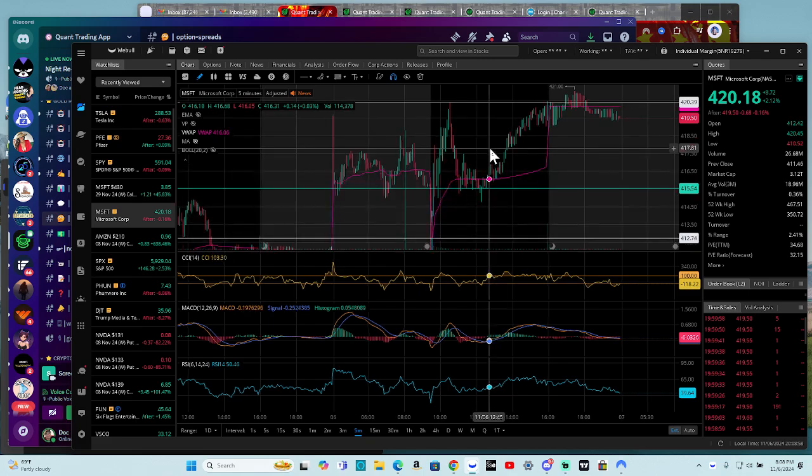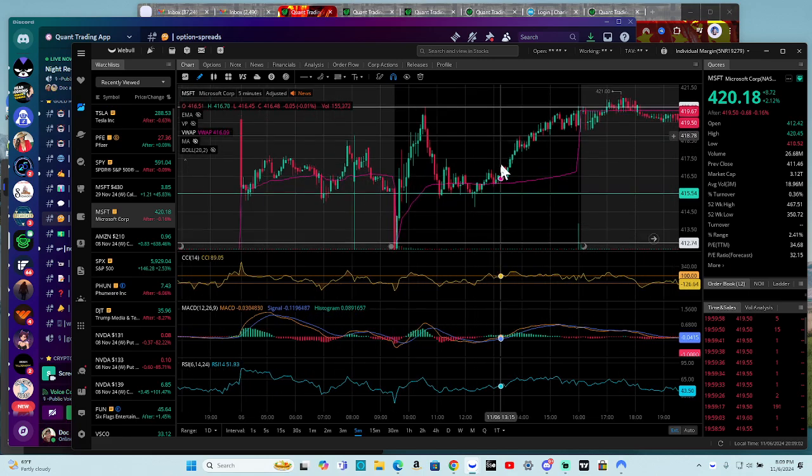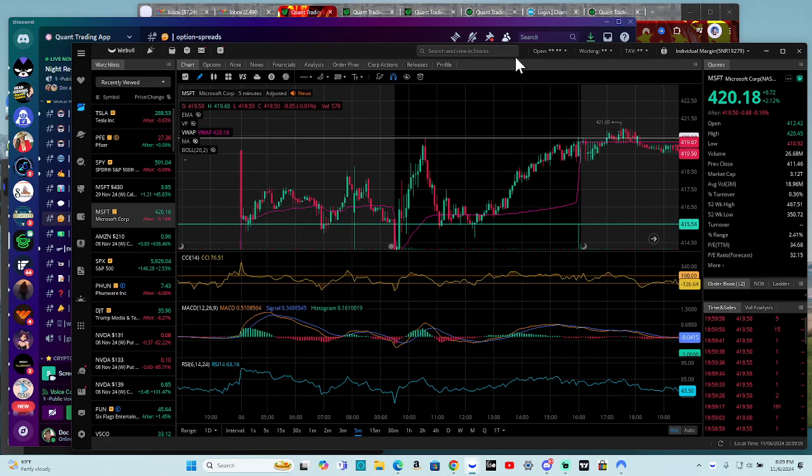Rather than saying, all right, we hit support, we're just going to get calls and see where we go, see if we break that 420. We can then look at the QTA tools and say, 420 would be hard to break today.